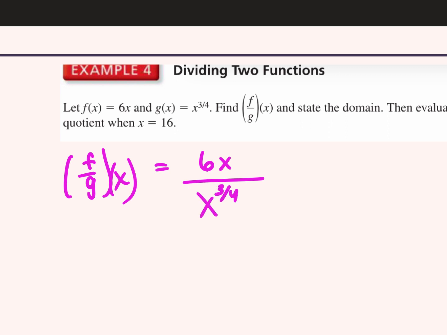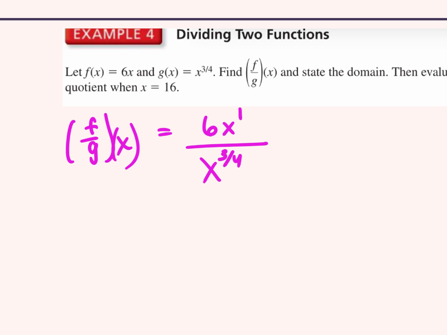Some of you are like, oh, I don't know what to do here, guys. Well, think about it. Do you have the same bases? Right? And you're doing what? Dividing? So when you have the same bases, what do you do to the exponents? You subtract. So this is 6x to the 1 minus 3/4. What's another way I can write the whole number 1? 4/4. You guys agree? So if I have 4/4 minus 3/4, this gives me 6x to the which power? To the 1/4. Okay, 6x to the 1/4 power.